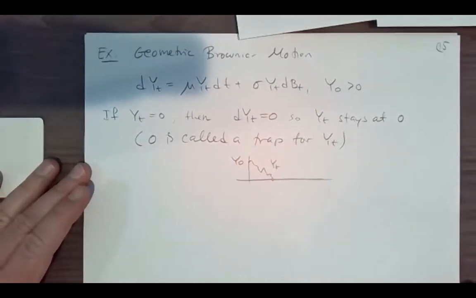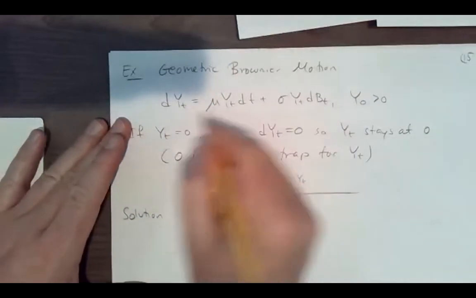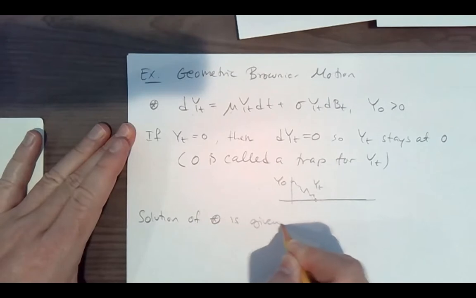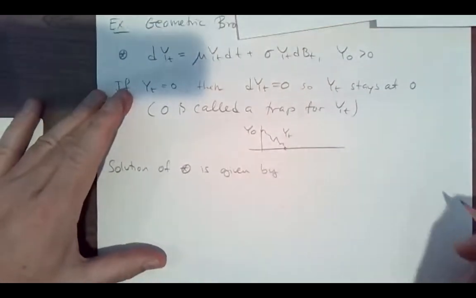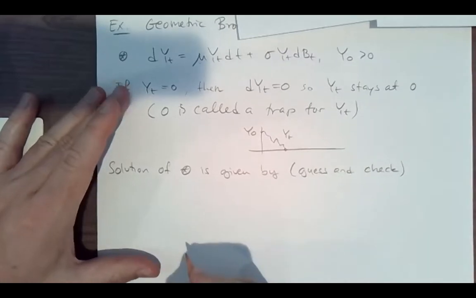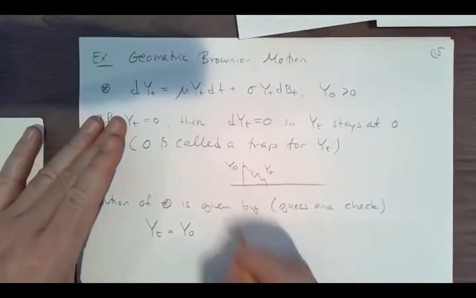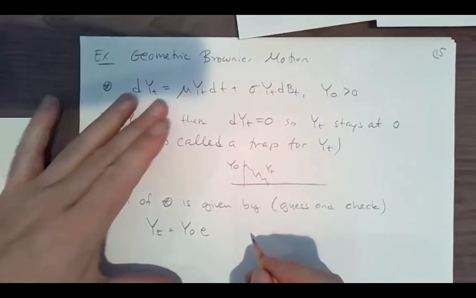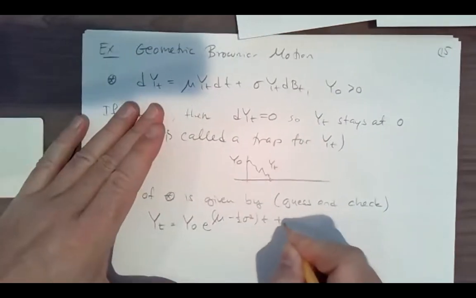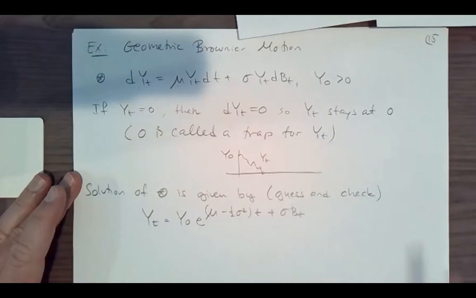Fortunately, for geometric Brownian motion, you never get to zero because there's a solution of this SDE. So this is again like a guess and check, like we had before. So let me just guess and check it. So Y_t is the initial value, times an exponential, because you're going to have multiplication. You have exp of (mu minus 1/2 sigma squared) times t plus sigma B_t. Right, you solve it by moving all the Y's to one side, and this is the solution.